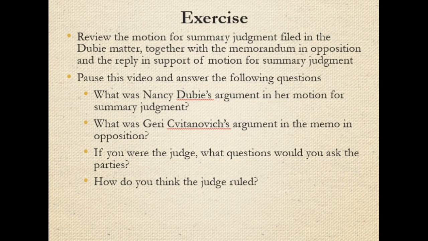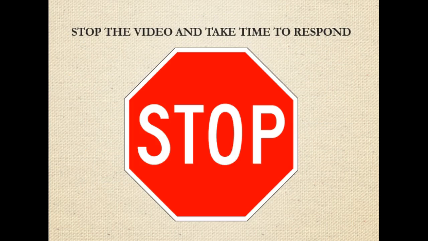The next slide contains a stop sign to remind you to pause the video or refer back to this slide while you complete this exercise. At this point, you may pause the video while you review the Doobie motion for summary judgment. You may rewind this video so that you can refer to the previous slide.